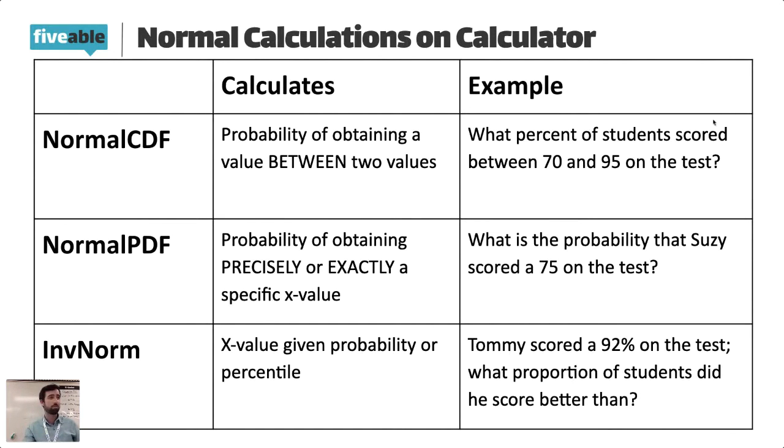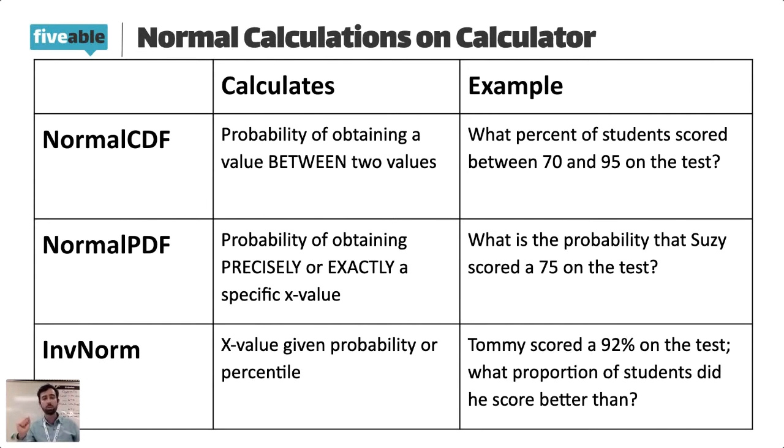So NormalCDF is going to be the probability of obtaining between two values. So that problem that we just did, we can use it on the calculator and get it really quickly. But there is something you need to know about using the calculator on the AP exam that I'll tell you in a little bit. An example of this would be what percent of students scored between 70 and 95 on the test. We could use the calculator to get that probability very, very quick. Now you still want to draw it out, but we can use the calculator.